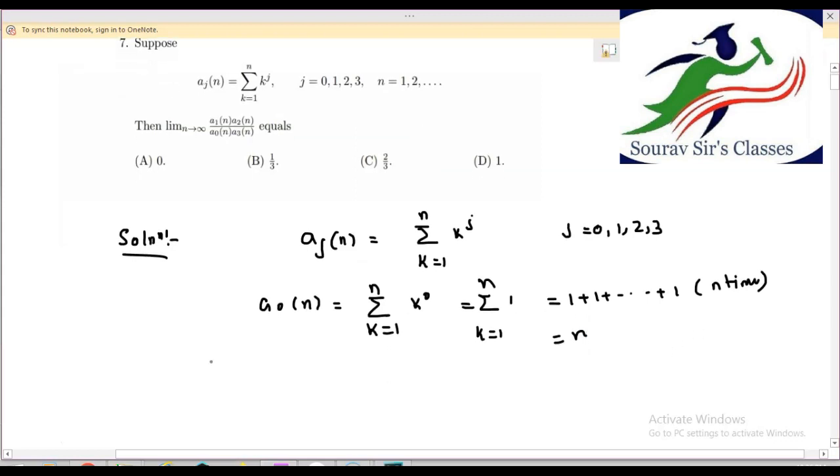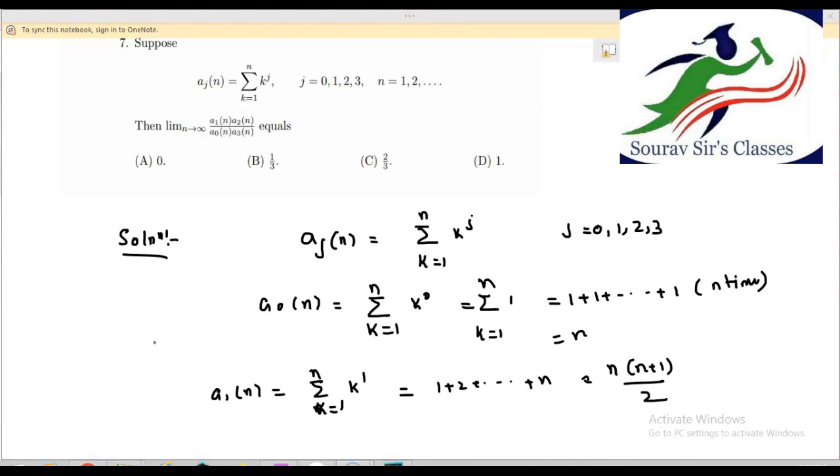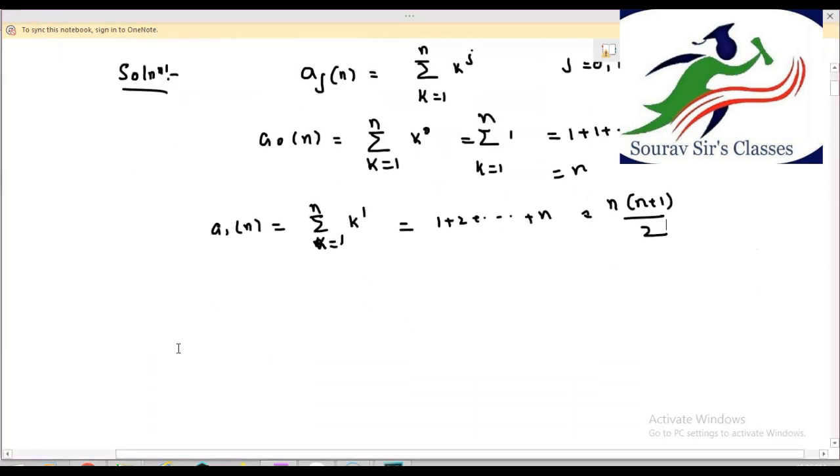Now let us see what is a1n. A1n means summation k equal to 1 to n of k to the power 1. So it is nothing but 1 plus 2 plus dot dot n. We know that the sum of first n natural numbers is n into n plus 1 by 2. So this is our a1n. Let us see what is our a2n.